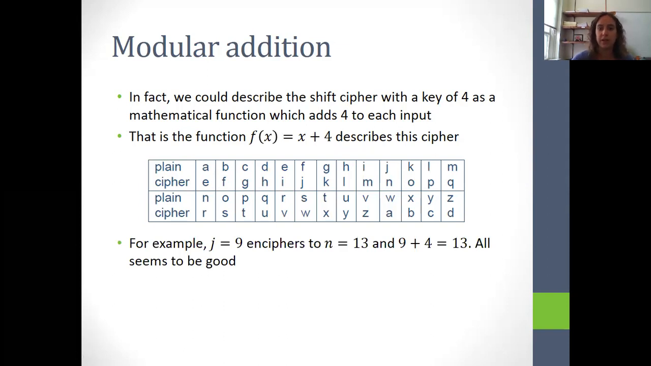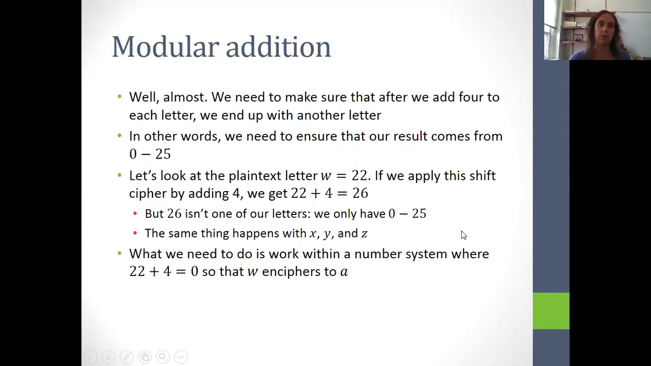All right, so for example, if you're counting, remember A is 0. That leads us to J, which would be 9. When we do 9 plus 4, we get 13, which corresponds to N. So J encrypts to N. 9 plus 4 equals 13. Those things are matching up and making sense together. So that's all well and good.